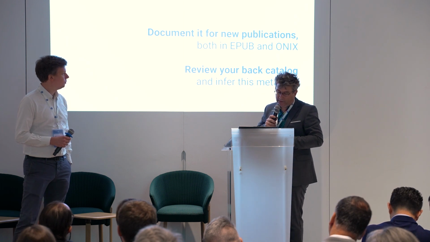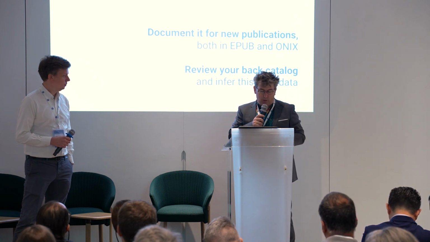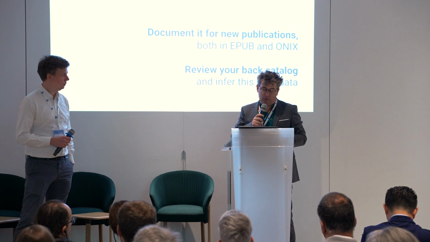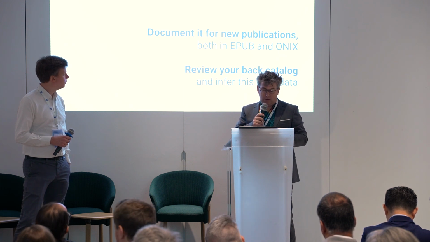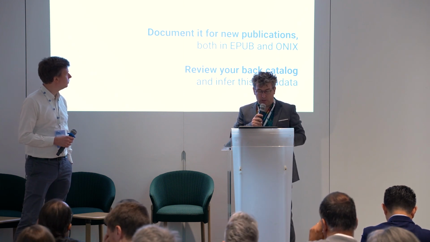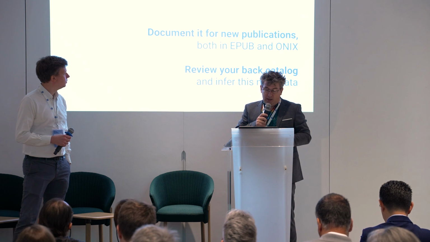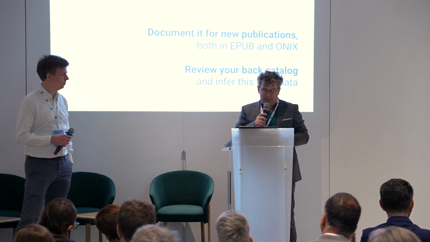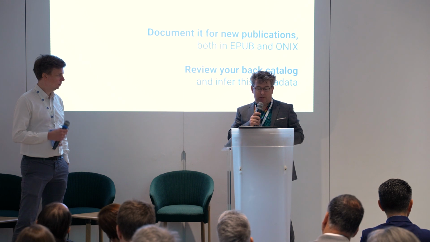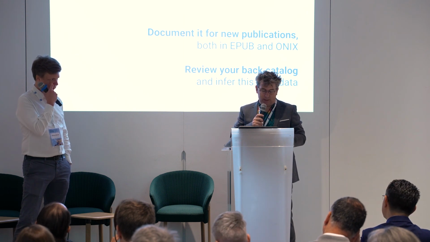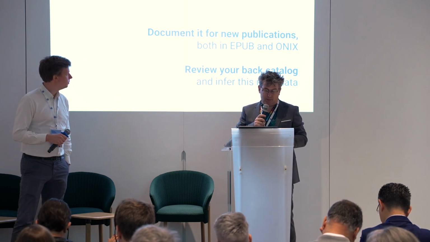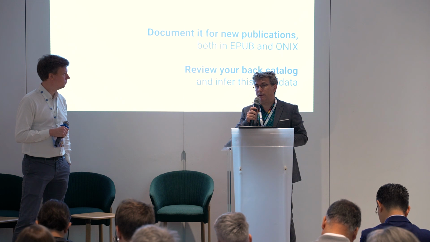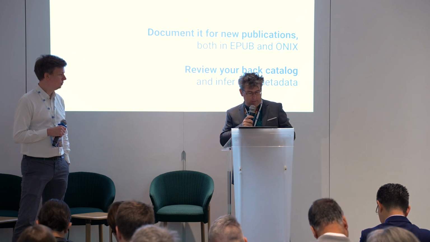Now that we have an inference rule, we can document the display transformability feature for new publications. We can now do that in ONIX, we can do that in EPUB. And it will also probably be quite simple to make a short script to perform analysis and review the back catalog and infer that metadata in a quite quick way.